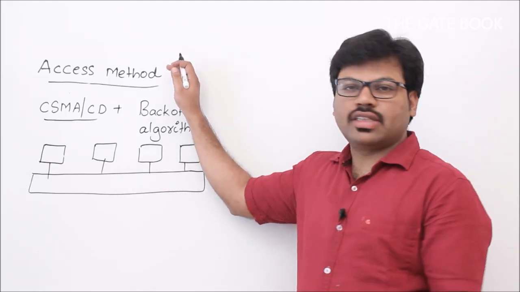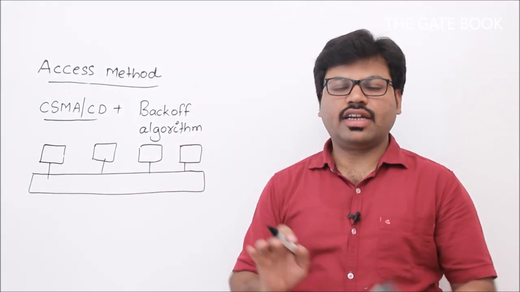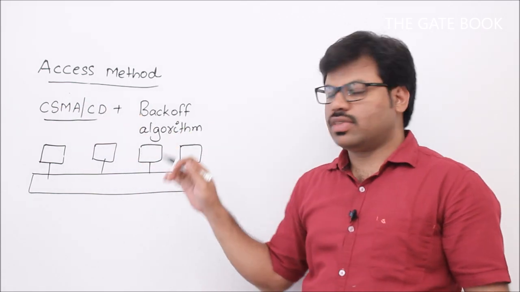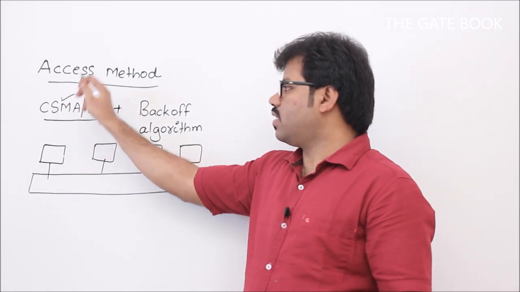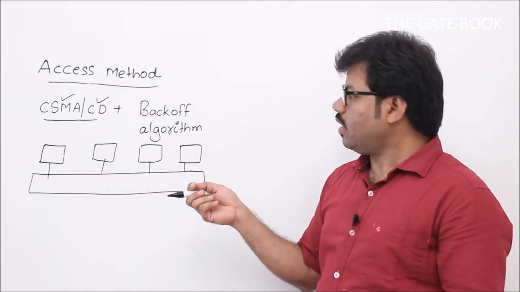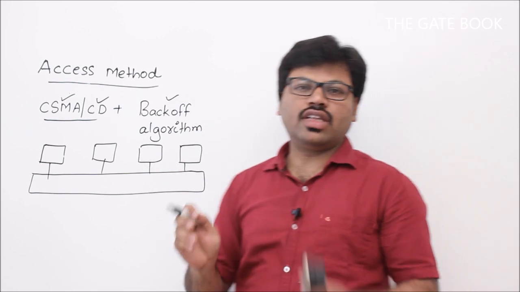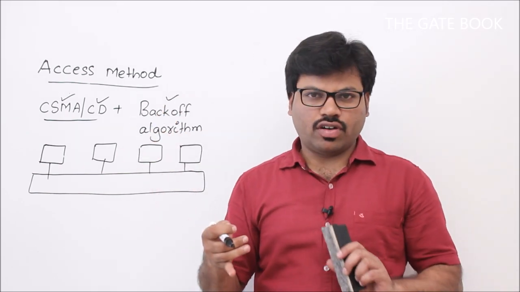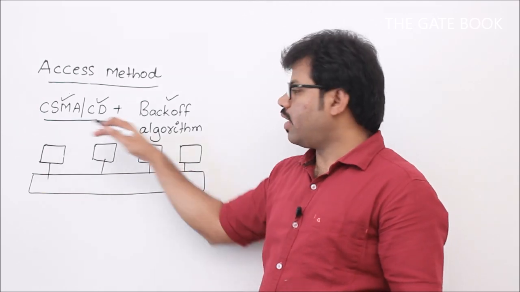Now we'll see the access method in Ethernet. The access method in Ethernet is exactly equal to CSMA/CD plus the backoff algorithm. That means sensing is CSMA and collision detection is CD, and you know the procedure of CD, and the backoff algorithm. Whenever there is a collision, we apply the backoff algorithm. You know what the backoff algorithm is, but let me consolidate all these things.